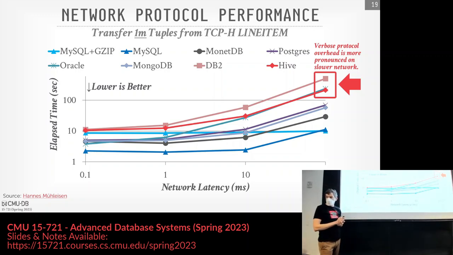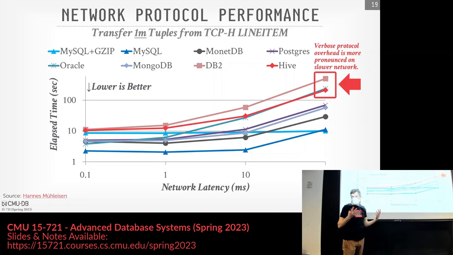Yeah, sorry. Why does MySQL plus compression stay constant with network latency? Because the cost is not the network transfer. The main bottleneck is the compression. It's a slow compression algorithm.